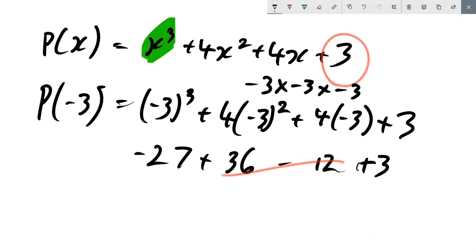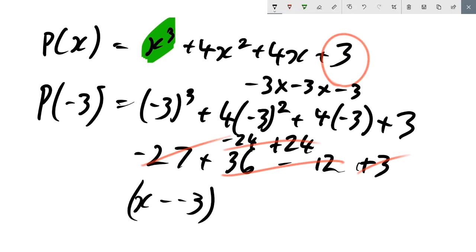Add them together. These two will become positive 24. The negative 27 and the 3 will become negative 24. And yes, they do cancel. So now that I subbed in this, I can now confirm that x minus negative 3, or x plus 3, is a factor. Let's make it a plus. So x plus 3 is a factor of this polynomial.